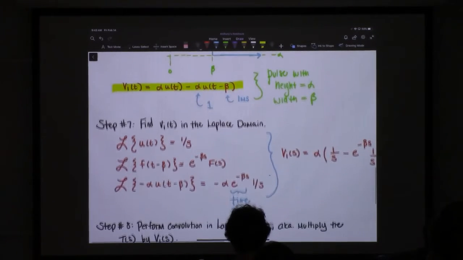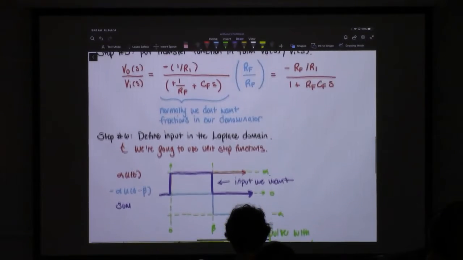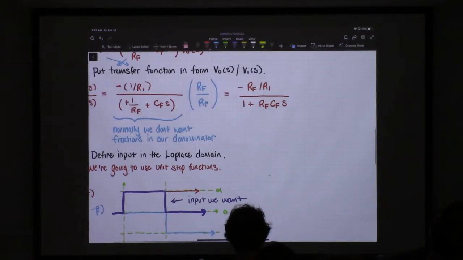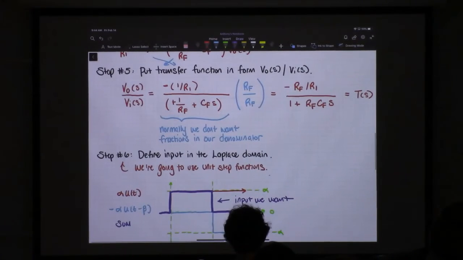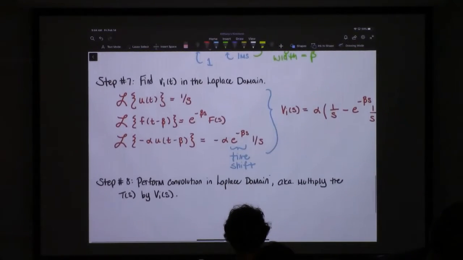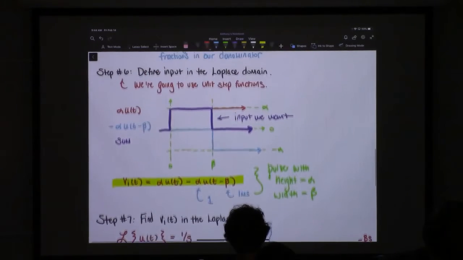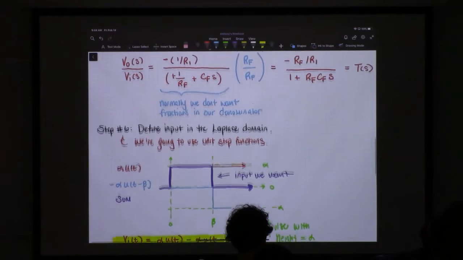Now, we didn't explicitly give it that name, but I would call this here the transfer function for our system that we're looking at. And then we've already said that this is our VI of s. So we have VI of s, and we have T of s right here.